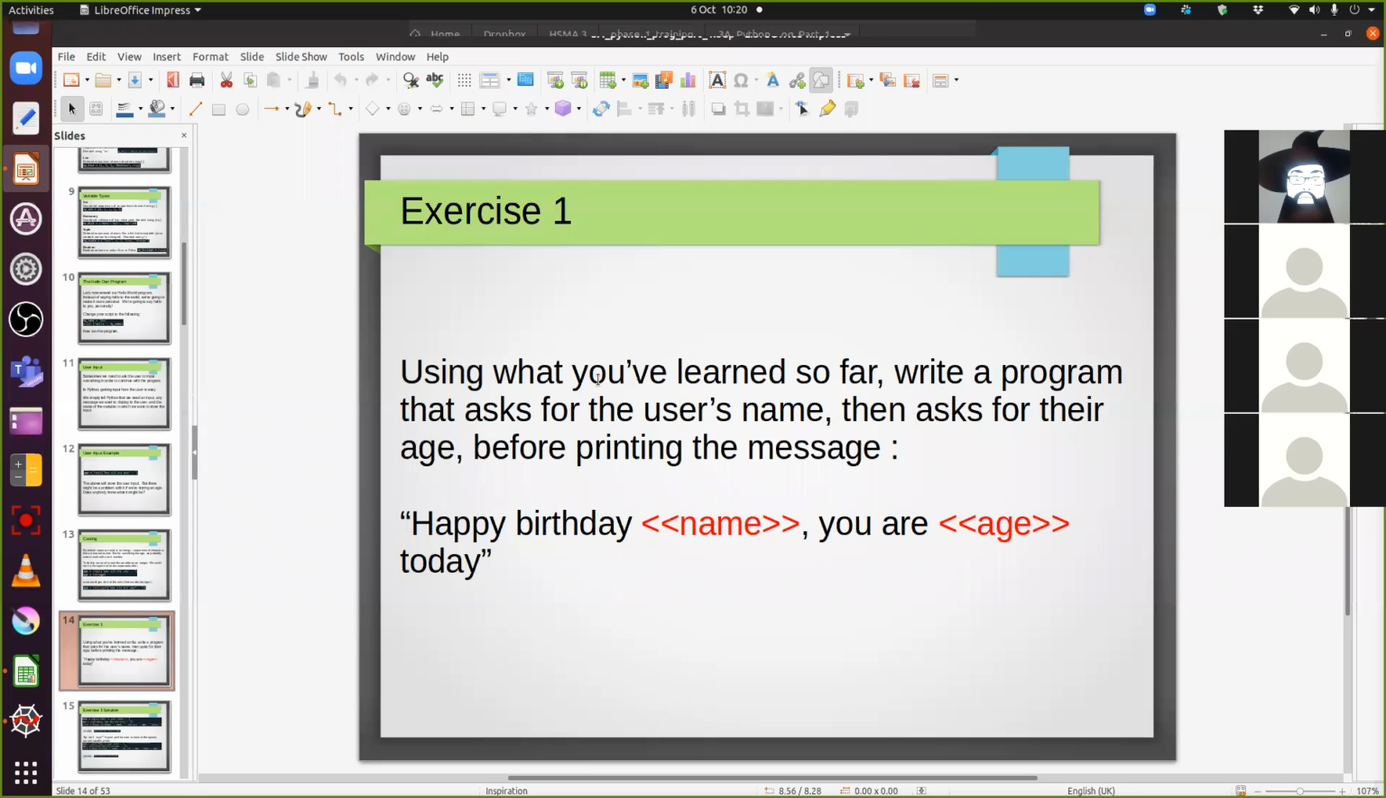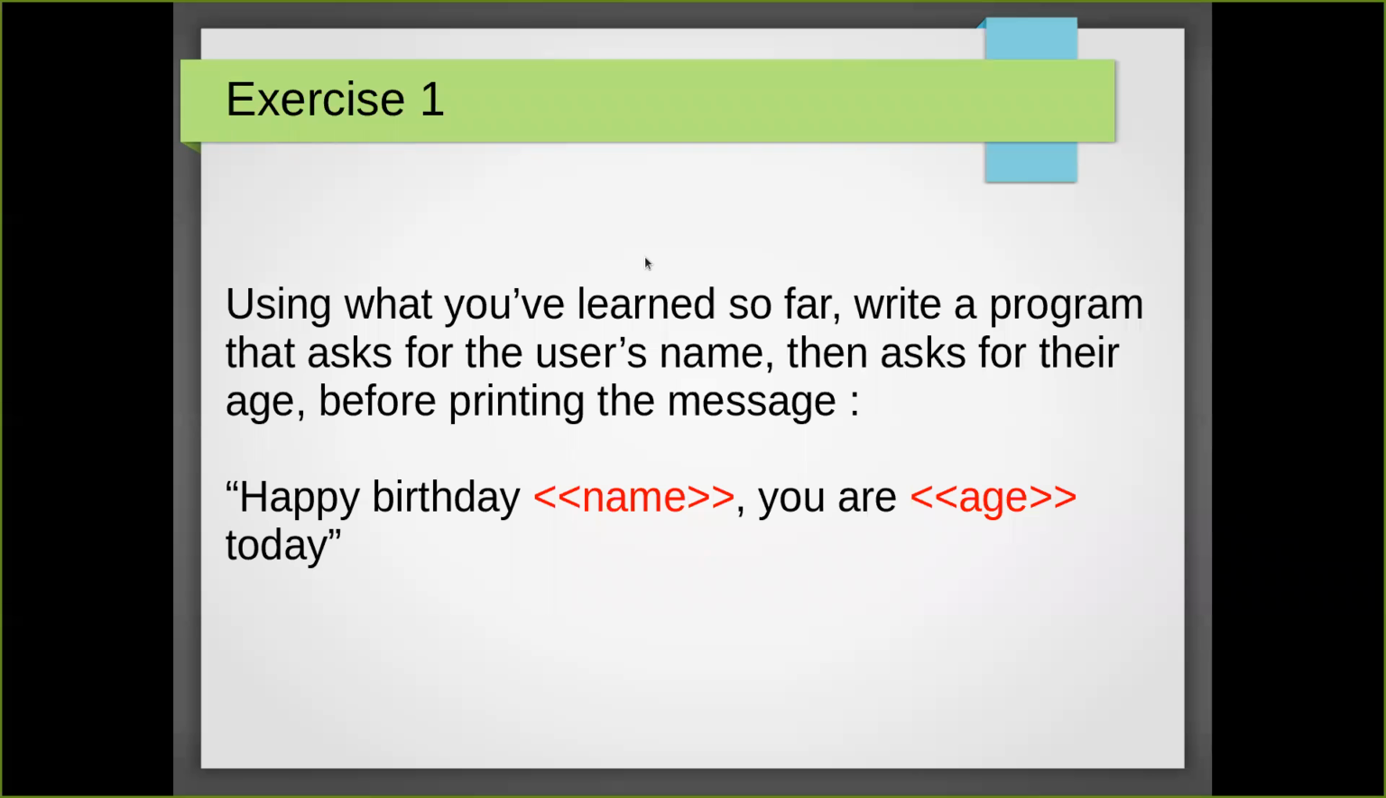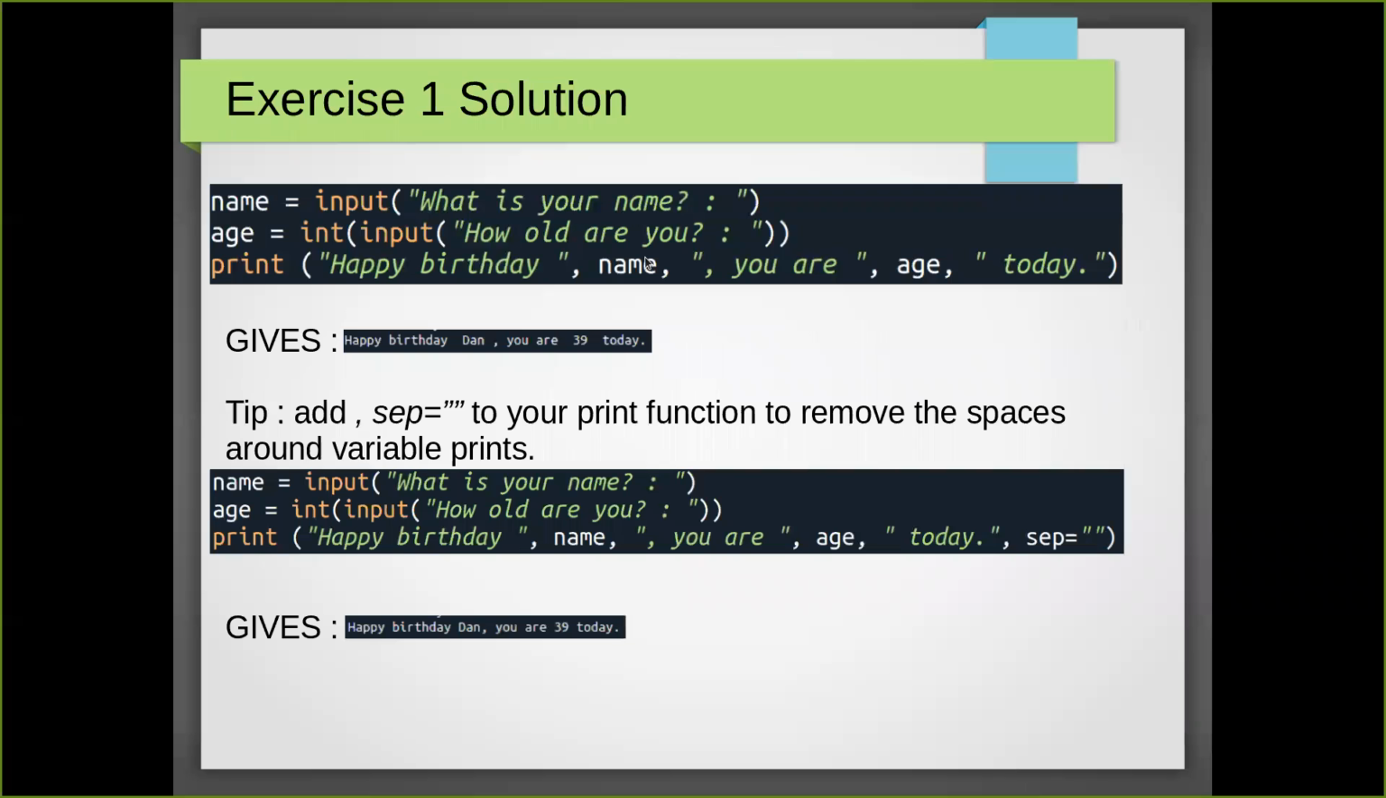Okay, great. So hopefully you got on okay with this. I'll just talk you through the solution now. So here we asked you to get two inputs from the user, get them to input their name and their age, and then to print a message that uses both of these things.